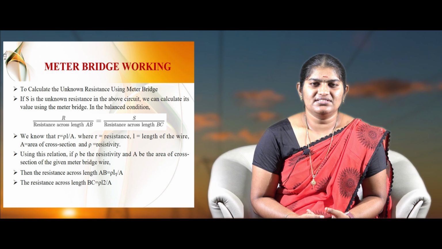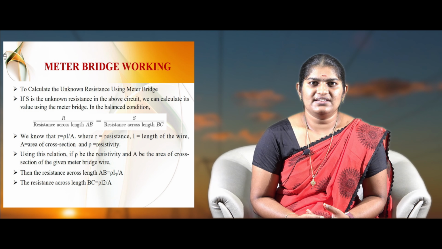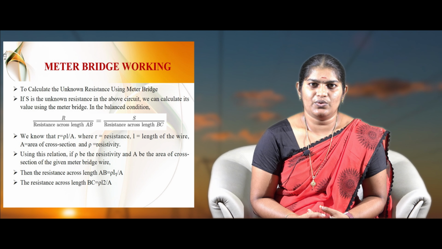Next, we are going to discuss how to calculate the value of an unknown resistance. If S is an unknown resistance in the above circuit, we can calculate its value by using the meter bridge method. In the balancing condition, R divided by the resistance across length AB is equal to S divided by the resistance across length BC. We know that R is equal to rho L by A, where R is resistance, rho is resistivity, L is the length of the wire, and A is the area of cross section.